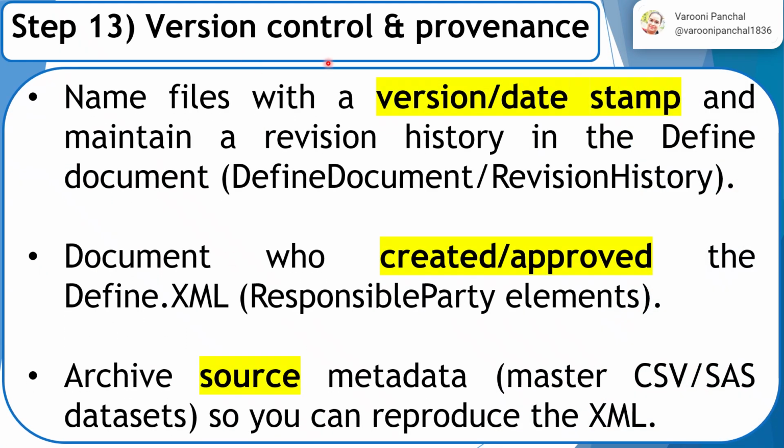Step 13. Version control and provenance. Name files with a version, date, timestamp, and maintain a revision history in the Define document. Define document revision history: document who created and approved the Define.XML, responsible party elements. Archive source metadata, master CSV, SAS dataset so you can reproduce the XML.